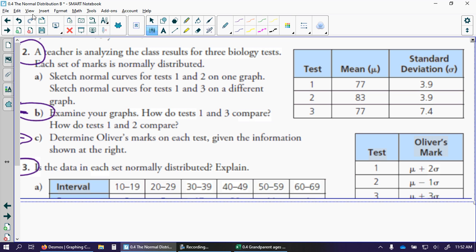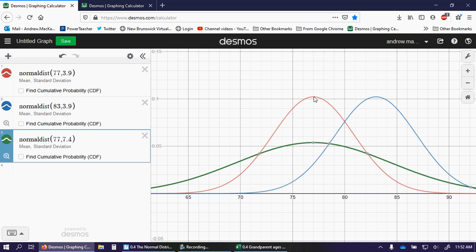So what we should see if we graph these is these two have the same standard deviation, so they should have the same shape. They should have the same height. It's just one is slightly higher than the other, which is what we're going to see with 1 and 2. 1 and 3 have the same mean, so they're going to be in the same spot, but the one for number 3 that has the higher standard deviation is going to be not as tall and a little bit wider. So I have this over here. The red one is 77 with a standard deviation of 3.9.